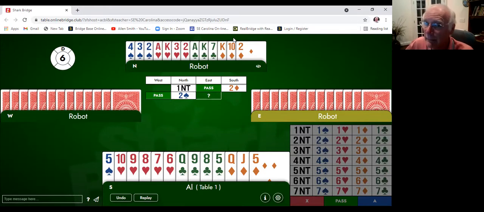Okay, and the responder goes, well, look at that. I have a singleton spade. So all of my partner's points are in hearts, clubs, and diamonds. Okay, he goes, well, I've got 3, 5 high card points. My partner said he's got 16 or 17.